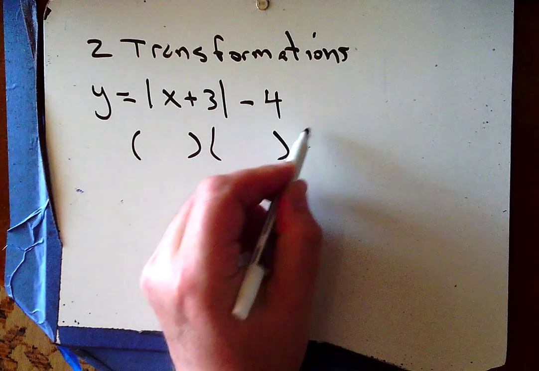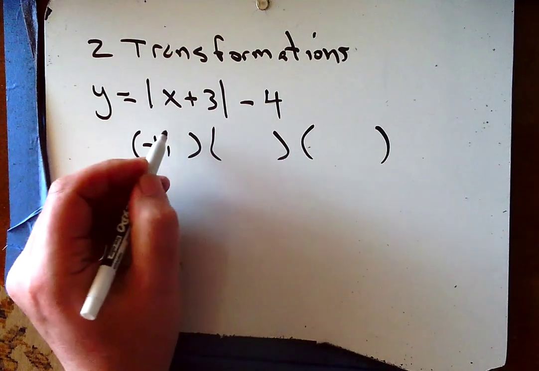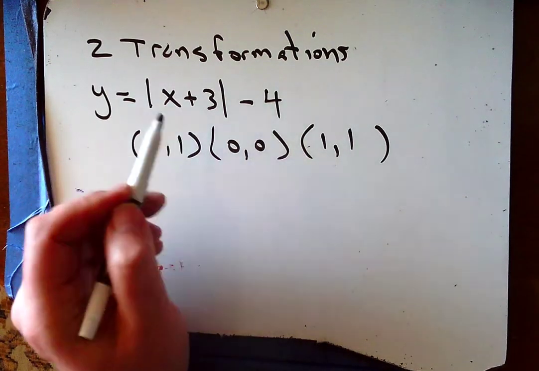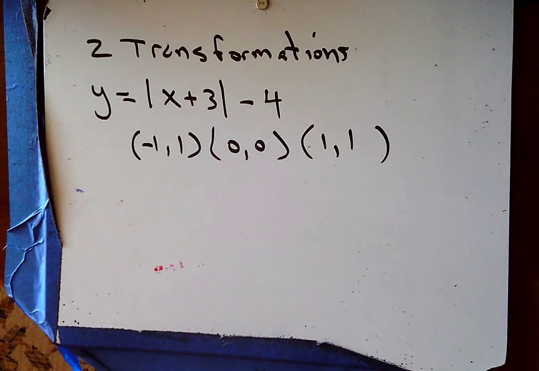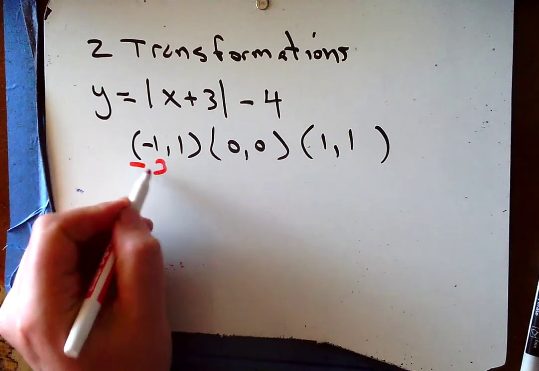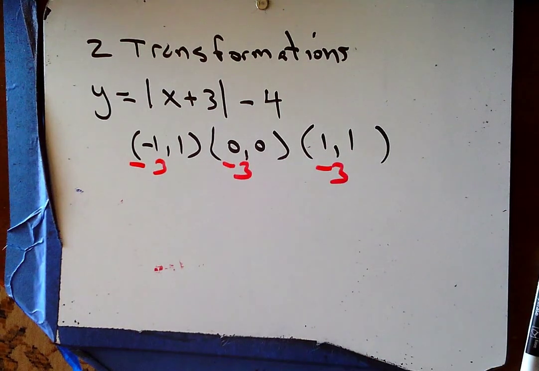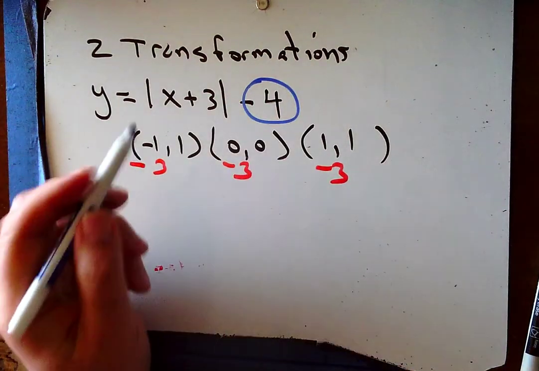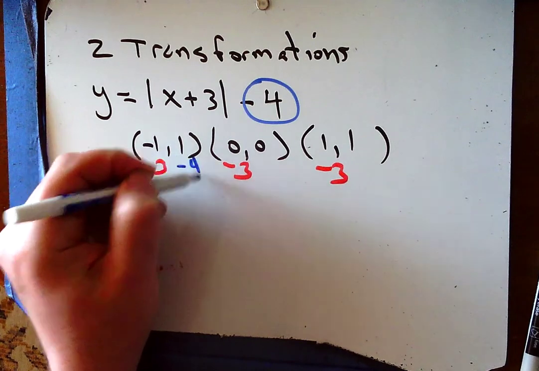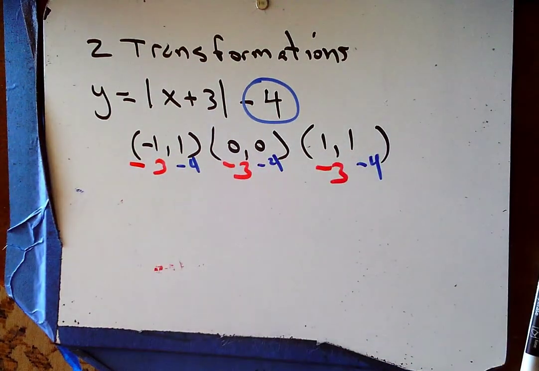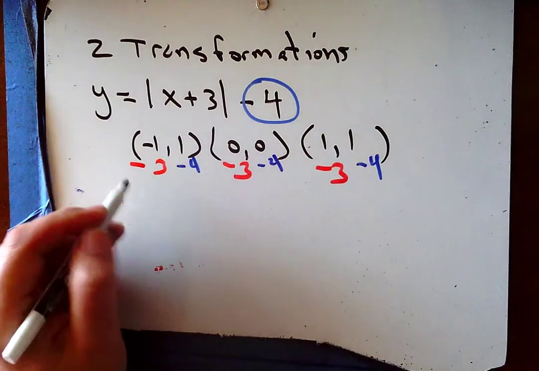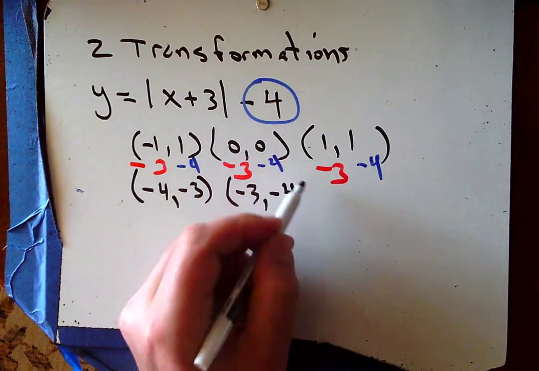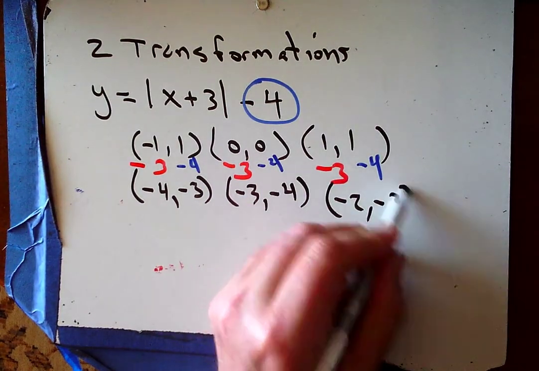I'll just take out my reference points, which I needed to memorize. -1, 1, 0, 0, 1, 1. Inside is opposite land, and I do it to the x's, so I'm going to subtract 3 from all the x's. And this is outside the function. This shifts the graph down 4 places, and to do that I have to subtract 4 from all the y's. And so I get these new ordered pairs, -4, -3, -3, -4, and -2, -3.